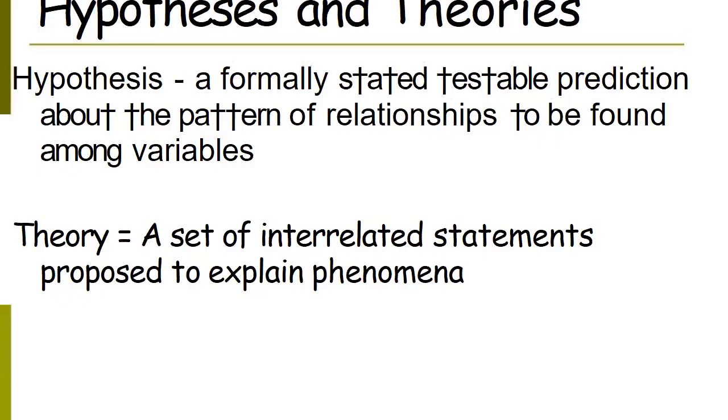Hypothesis. As I told you, this is a formally stated, testable prediction about the pattern of relationship to be found among the variables. A hypothesis is a tentative prediction about the pattern of relationship: what the relationships among the variables are, what the patterns are, and how to test the prediction. And theory is a set of interrelated statements proposed to explain phenomena. So this is the theory part.